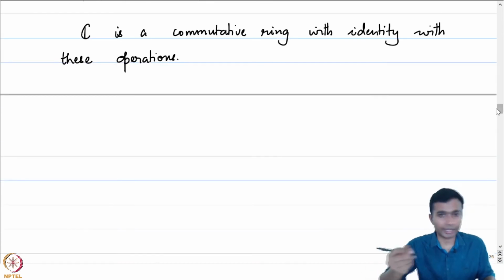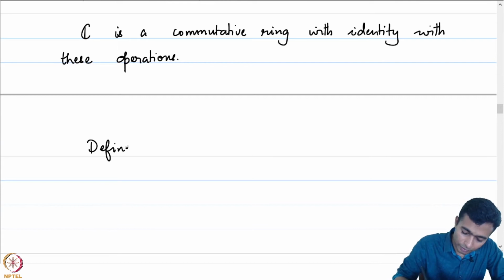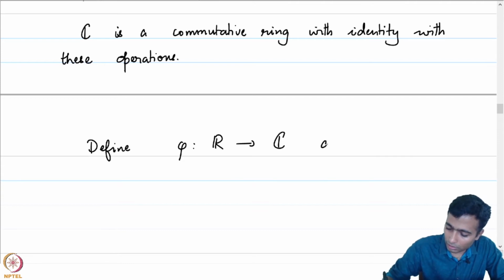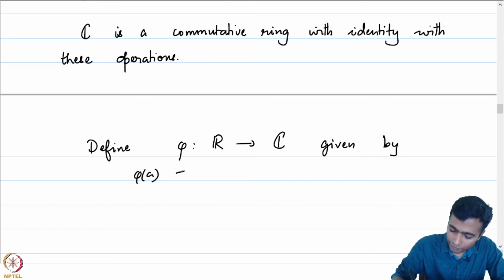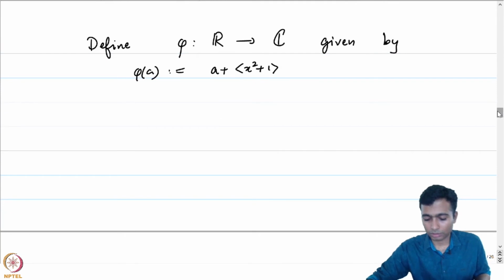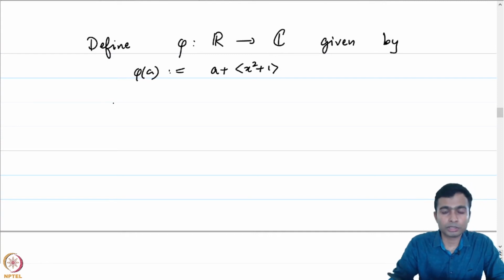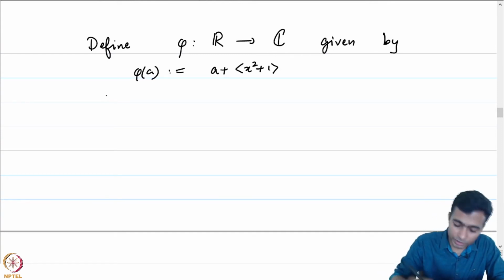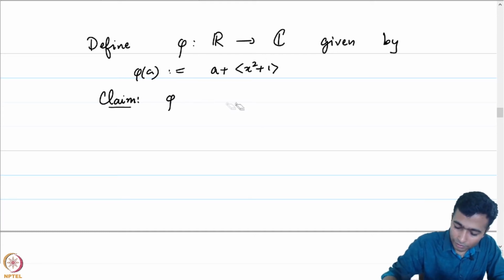So why is this a candidate? Okay, let's clear that first. Define the following map. Let's say phi from R to C given by phi of A for any real number A. Define this to be equal to A, the coset represented by A, basically A plus x square plus 1. So it's a very easy check to see that this is a ring homomorphism, and also notice that phi is injective, phi embeds R into C. So claim: phi is injective.